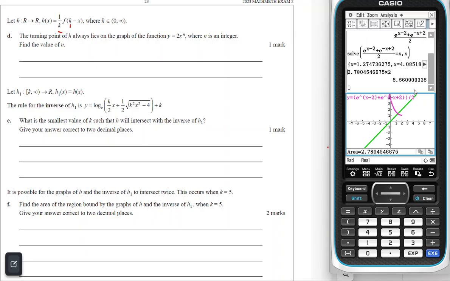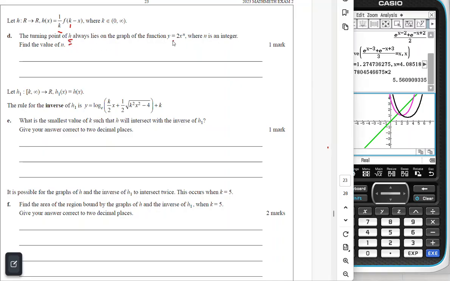And when I graphed over here, when it was 2, it had a turning point at 2 and 1. I wonder if I change that to 3 and 3 and 3, whether it would then have a turning point at 3. And it does. Okay, so I want the turning point of H to always lie on this line here. So the y coordinate of the turning point has to be on 2x to the power of n.